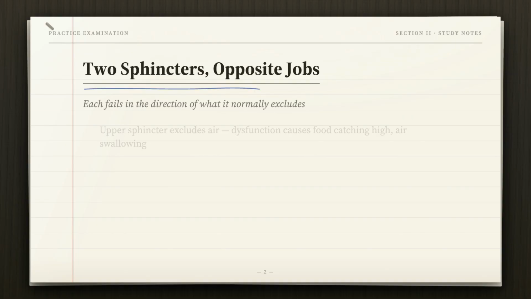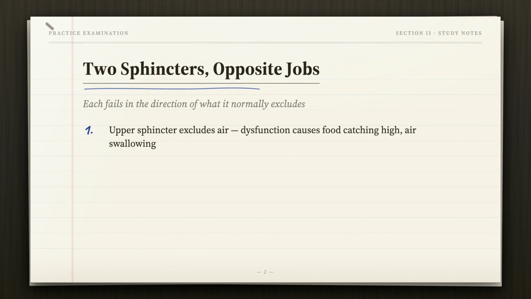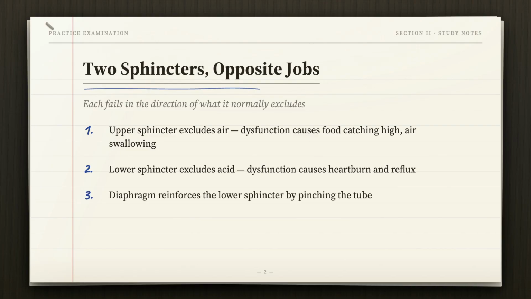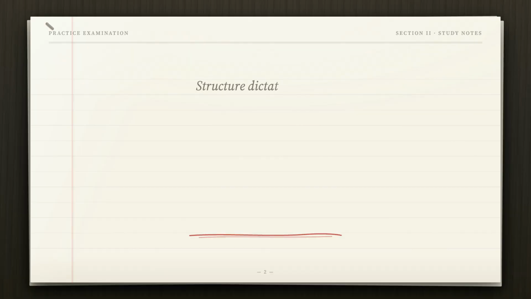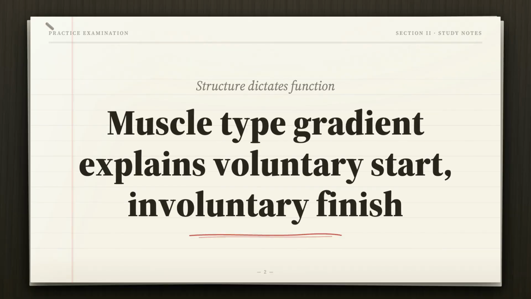The upper esophageal sphincter keeps air out of the gut, so its failure causes food catching in the throat or swallowed air. The lower esophageal sphincter keeps stomach acid from washing back up, so its failure causes heartburn. The diaphragm normally reinforces that lower sphincter, which is why hiatal hernia, where the stomach slides upward, so often brings reflux along with it. Every detail of the esophagus, from its muscle gradient to its sphincters, exists to serve one purpose: safe, one-way transport from mouth to stomach.